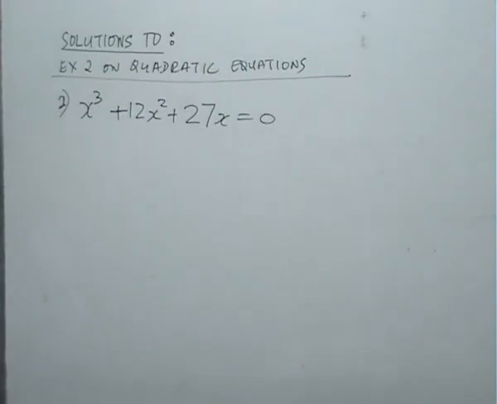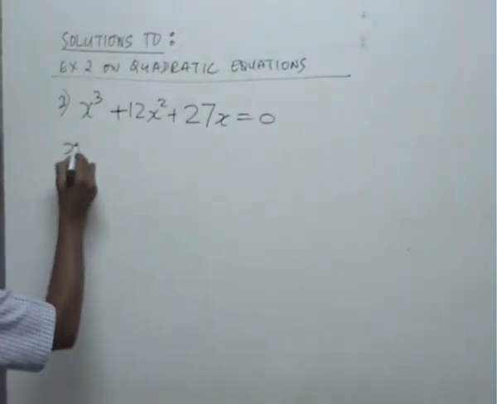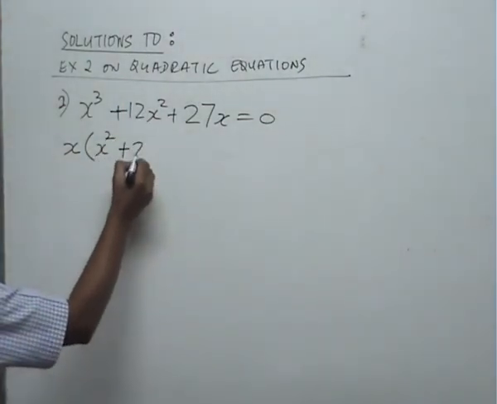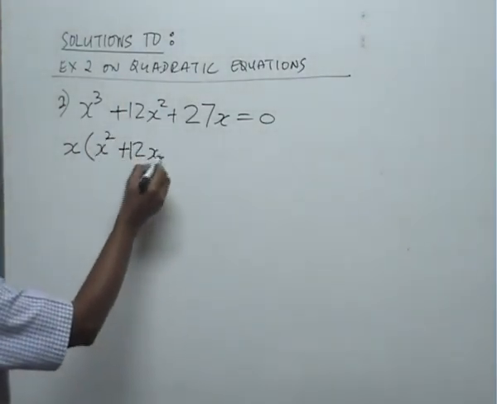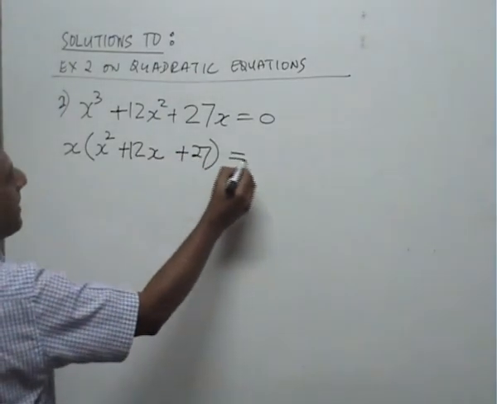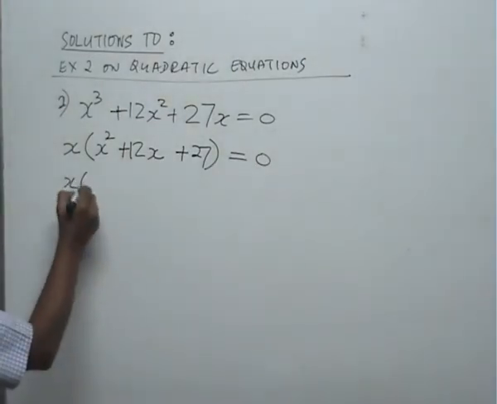Here we have number 2. X cubed plus 12x squared plus 27x is equal to 0. So when you read this question, you realize there's a common factor x. Remove the common factor, you get x squared plus 12x plus 27 is equal to 0. And then you realize that this is a quadratic equation inside over here. So there's the x.